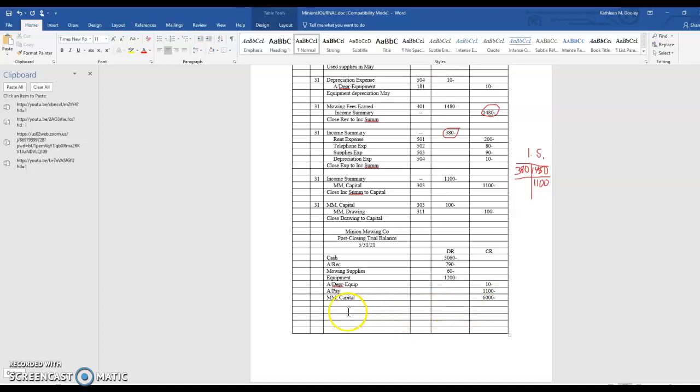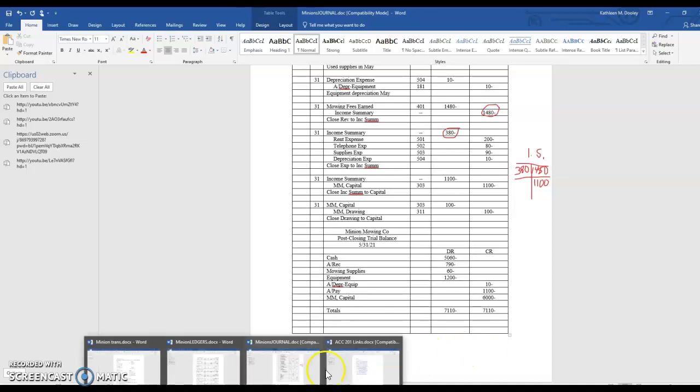Okay, so we want to add that up. 90, 60, 1200, 7110. And here we also have 7110. Okay, so our total debits equal our total credits from the ledger, so we're good to go.